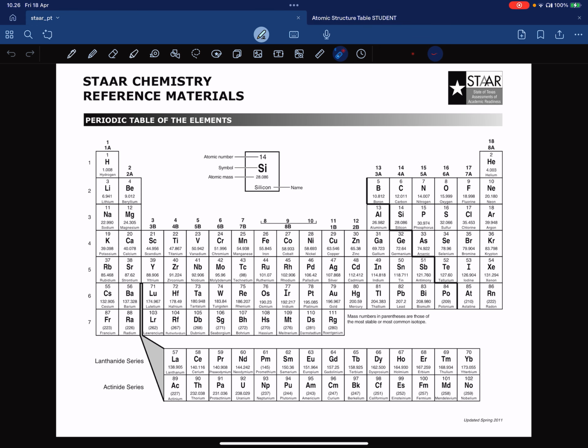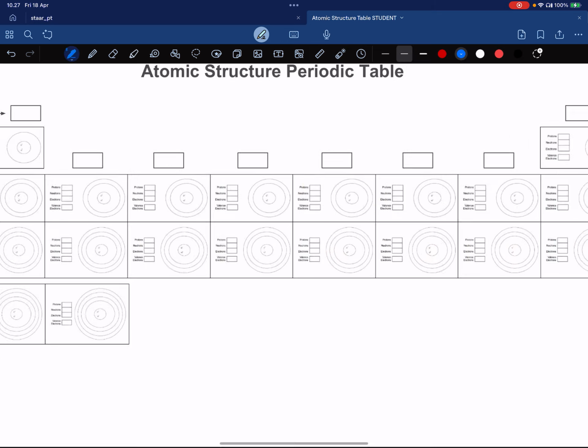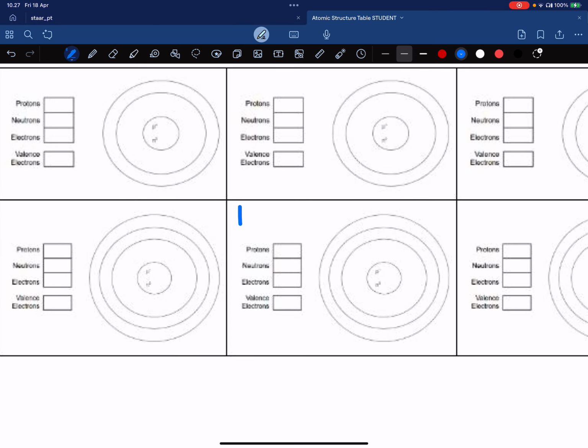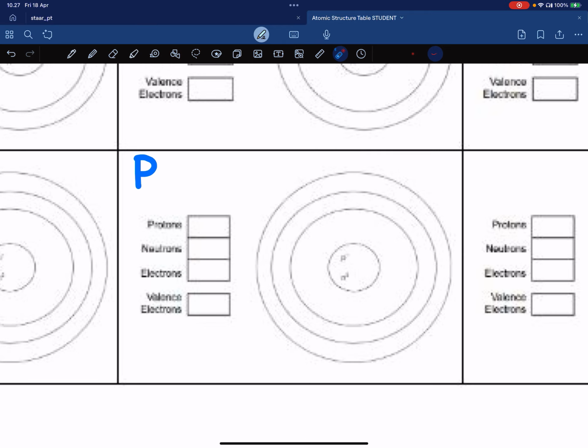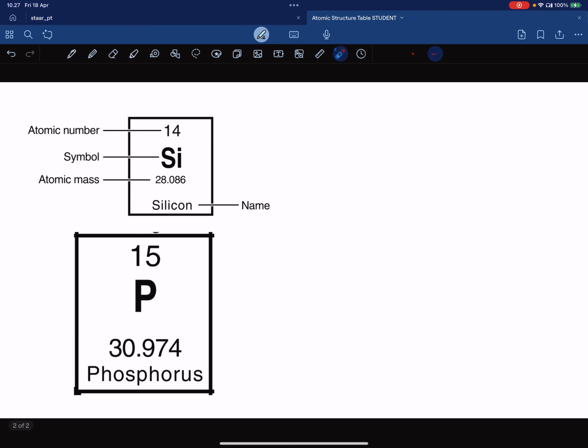So you are going to be calculating the numbers of protons, neutrons, and electrons for phosphorus. Now, let's take a look where phosphorus is. It is 1, 2, 3 down, and 1, 2, 3, 4 over, right? So this one right here is going to be phosphorus, all right? And then we are going to fill out the number of protons, neutrons, and electrons. Okay, so here is how you go about that.